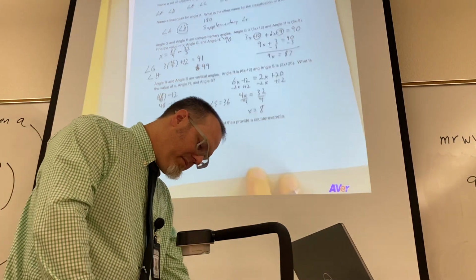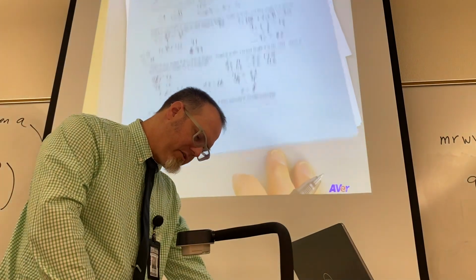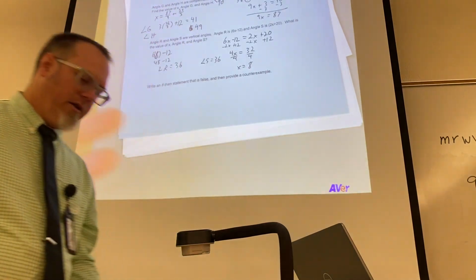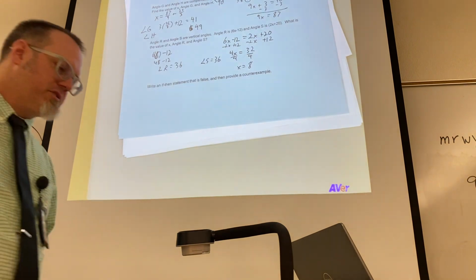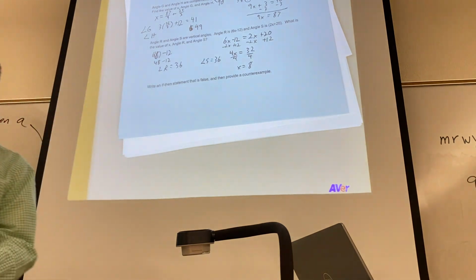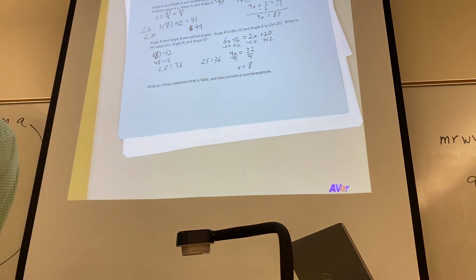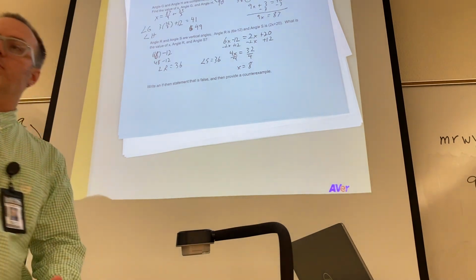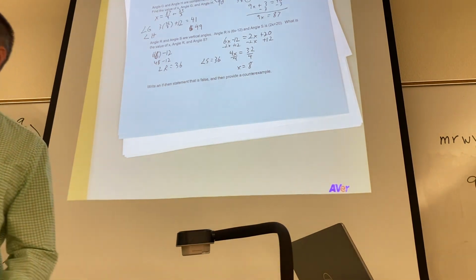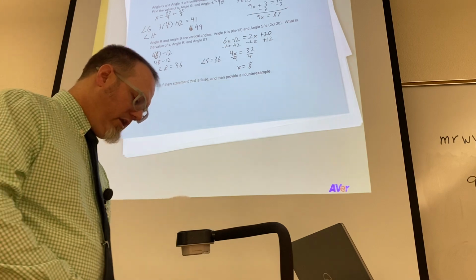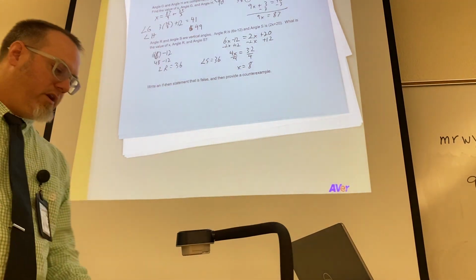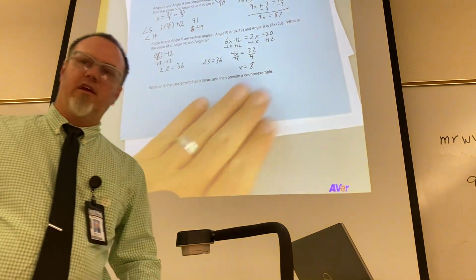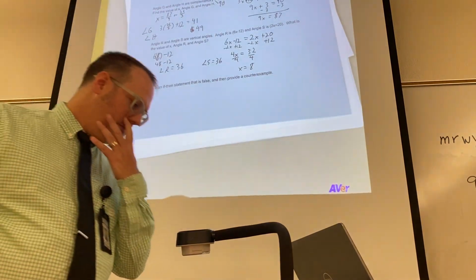Write an if-then statement that is false, then provide a counter example. Let's see. If today is Tuesday, then it is raining. Today is Tuesday, but it's not currently raining. So that would be a false statement. And it doesn't always rain on Tuesdays. So then, yeah, that would be my counter example, it doesn't always rain on Tuesdays. You can come up with any sentence, any kind of counter example here that's going to be just fine.